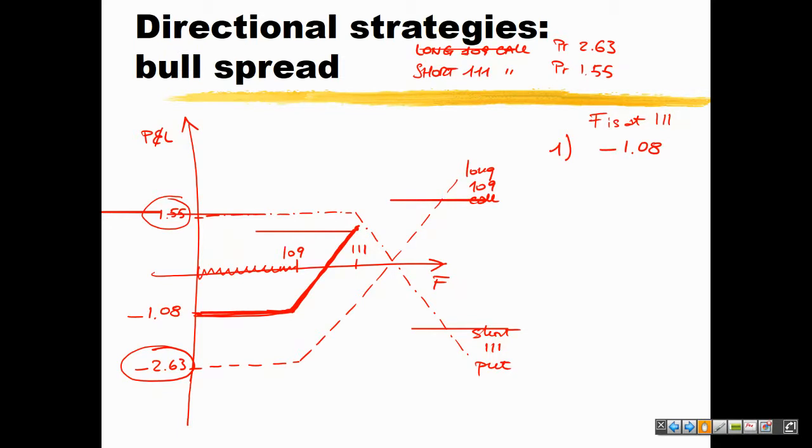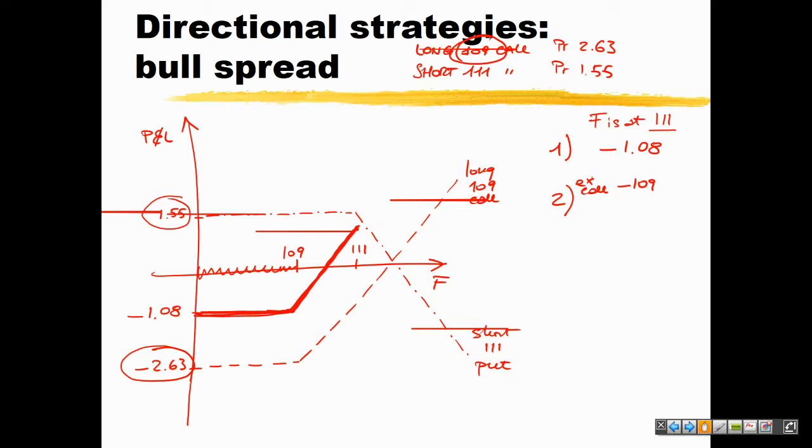However, what happens on the future? You have bought the 109 call. Do you exercise it if the future trades 111 and you can buy it at 109? Certainly, yes. So, as a second component, you exercise the call and you pay 109.